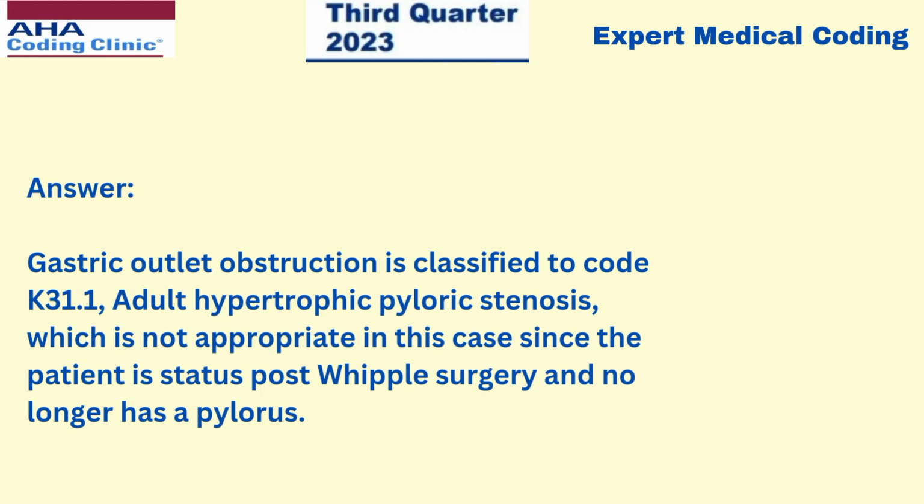Gastric outlet obstruction is classified to code K31.1, adult hypertrophic pyloric stenosis, which is not appropriate in this case since the patient is status post Whipple surgery and no longer has a pylorus. So as the patient has already undergone Whipple procedure, that part of the stomach, that is the pylorus, is already removed. So this code K31.1, adult hypertrophic pyloric stenosis, is not appropriate as the patient no longer has the pylorus.